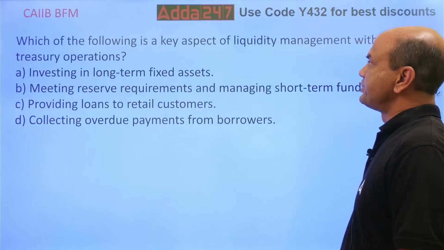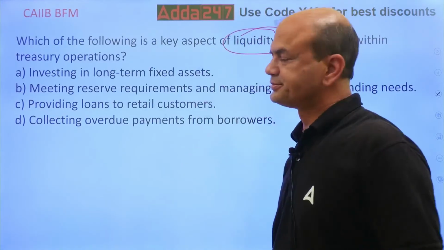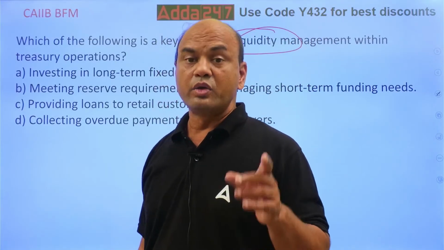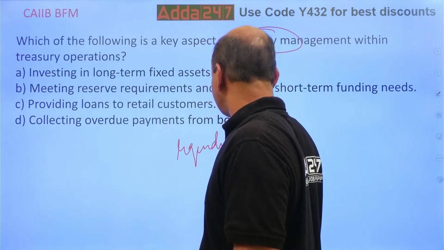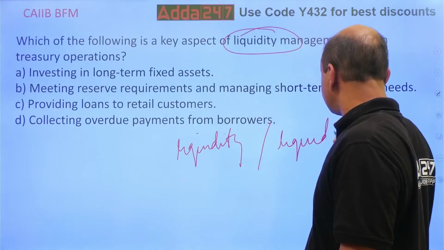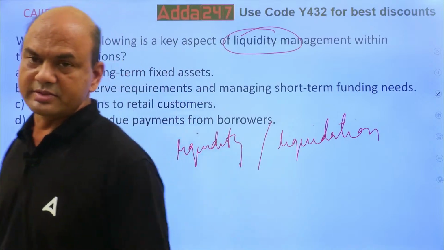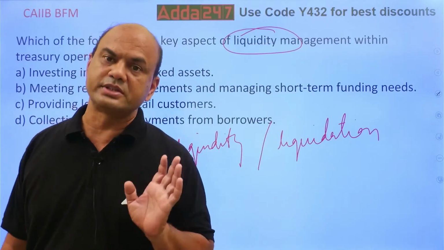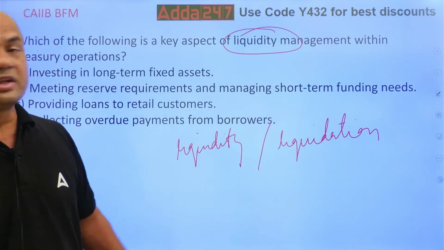Which of the following is a key aspect of liquidity management within the treasury operations? Liquidity means daily cash. Understand this. Don't get confused between liquidity and liquidation, because liquidity problem every bank faces. Liquidation problem very few banks face. Liquidation means bankruptcy. So here we are talking of liquidity.